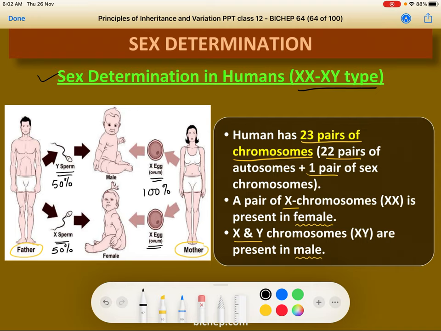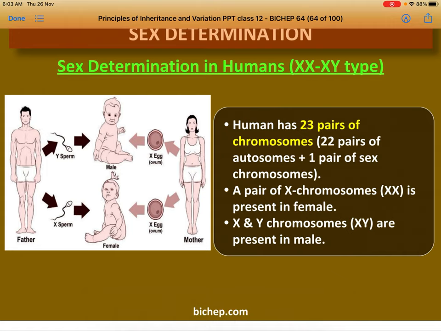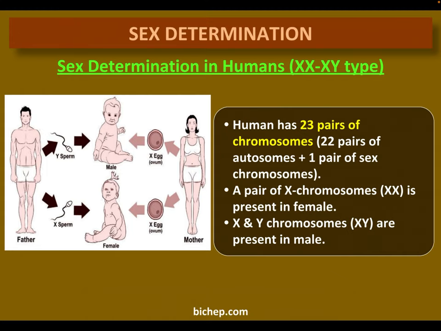So if the Y chromosome containing sperm fertilizes the egg, then offspring will have X and Y chromosome, X from mother and Y from father, and that will be converted into male. And if the X chromosome containing sperm fertilizes the egg containing X chromosome, both chromosomes will be X, X from the father and X from the mother, and that is how the developing embryo will be converted into female. So this is how the determination of sex is controlled in humans. So sex determination of human is known as XX and XY type, and it shows this kind of process. Please take the screenshot of the slide.